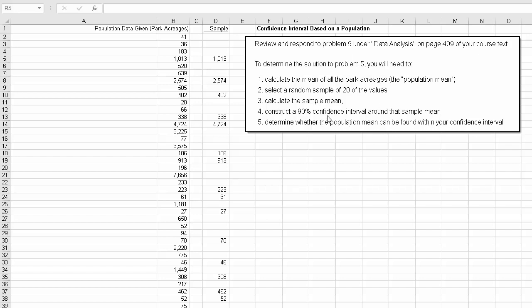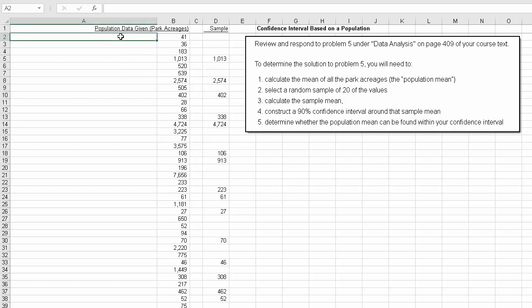We're going to do these 5 things. We're going to calculate the mean of all the park acreages. That's the population mean. We'll select a random sample of 20 of them. We'll calculate a sample mean, and we'll construct a 90% confidence interval around that mean.